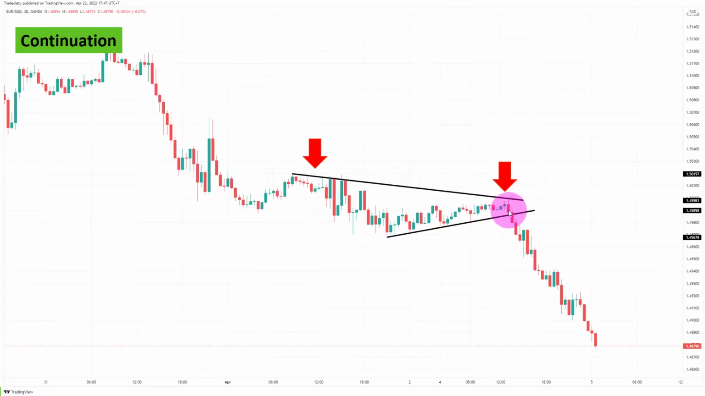Another pattern here, we can call it maybe a contracting triangle, maybe a wedge, whatever it is. It's more important what it shows you than how to name it. And what we see is the market is in a downtrend, a very strong initial push, and then here is a consolidation phase. However, look at what is happening during the consolidation.